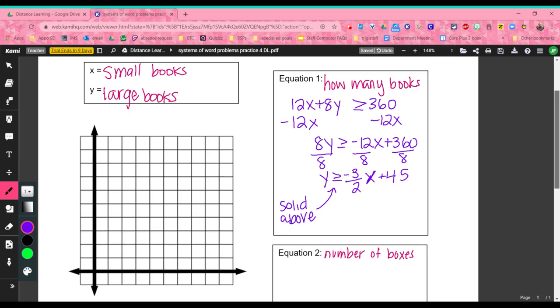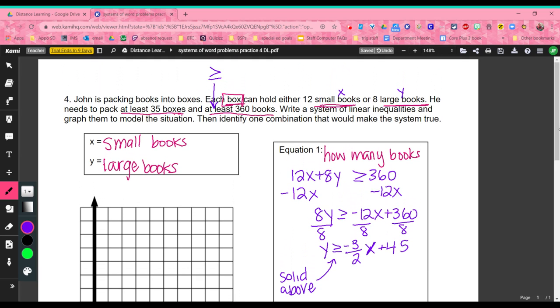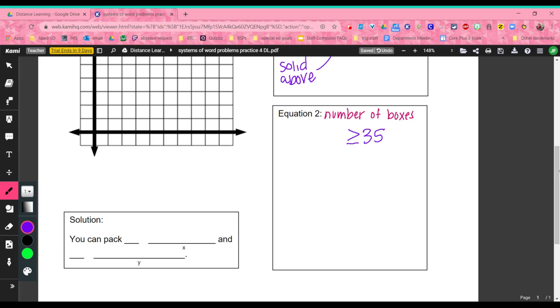So now we go down to number of boxes. If I look at my word problem, I've already used 8 large books, 12 small books, and 360. So the only number left is at least 35 books. We already discussed that at least means greater than or equal to 35. But what am I going to put for my inequality?